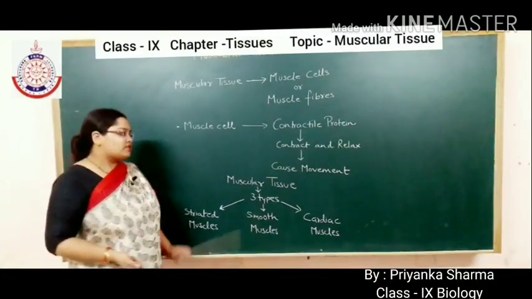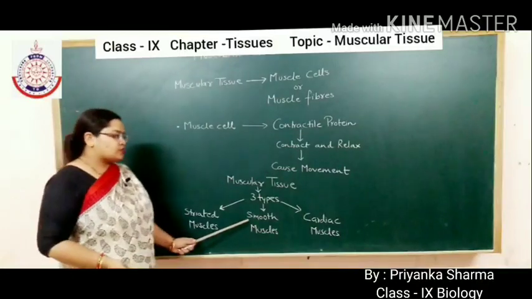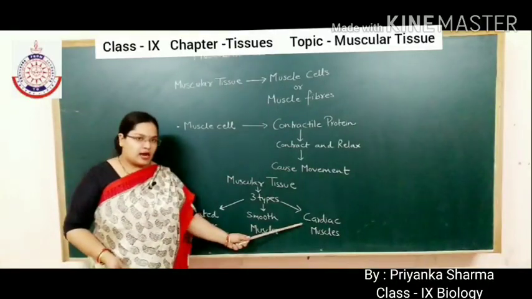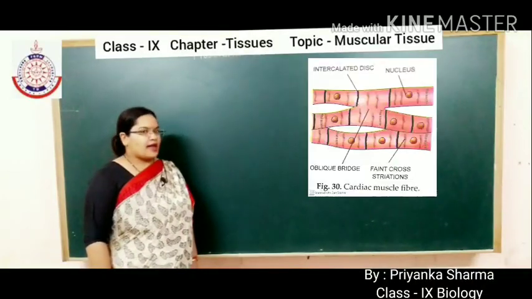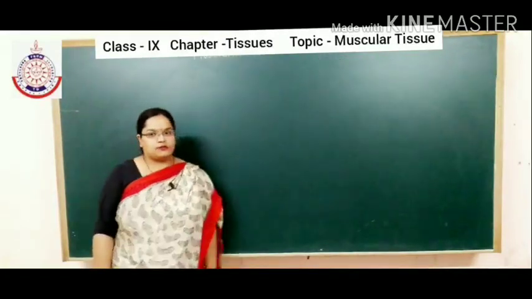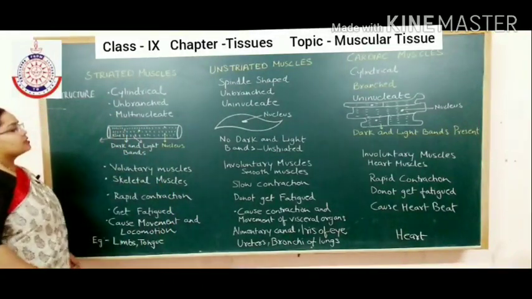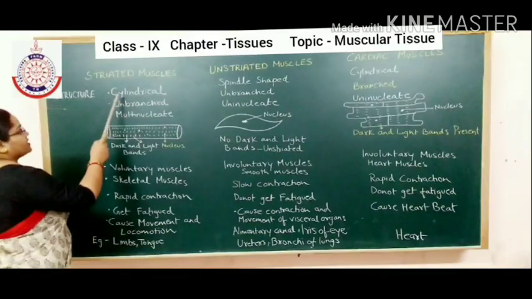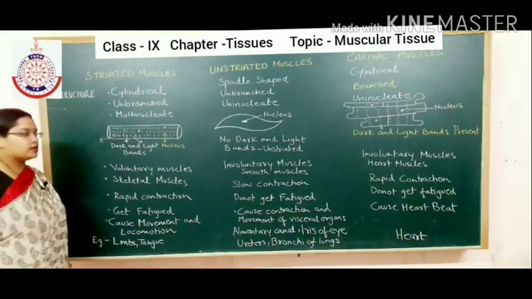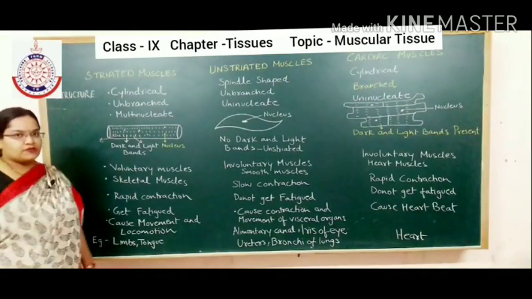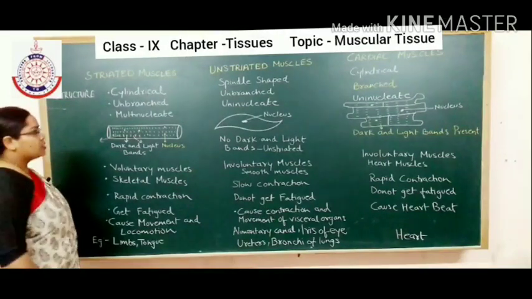Now we will study about different types of muscular tissue. There are mainly three types of muscular tissue, that is striated muscles, smooth muscles and cardiac muscles. Let us study about striated muscles in detail. Striated muscles, their structure is cylindrical, unbranched and multinucleate. So how will you define the structure of striated muscles? That they are cylindrical in shape, unbranched and multinucleate.